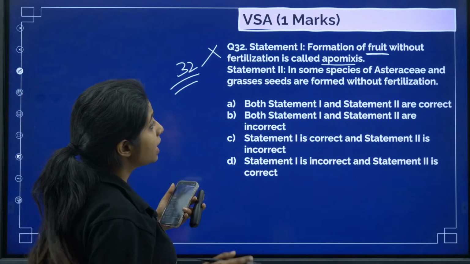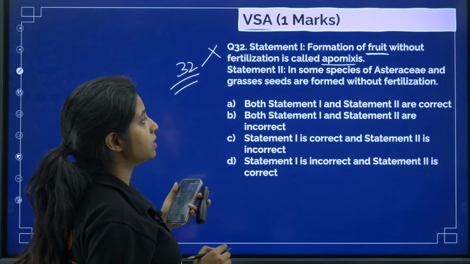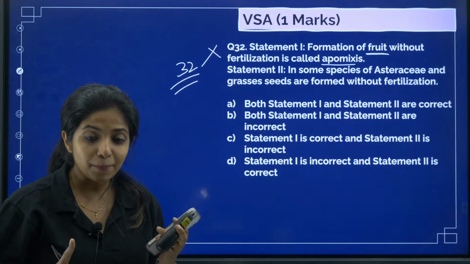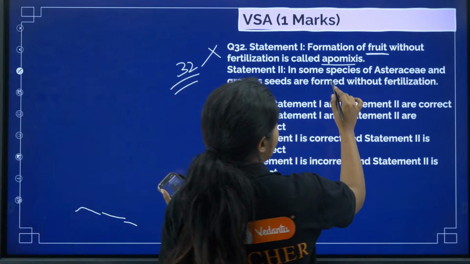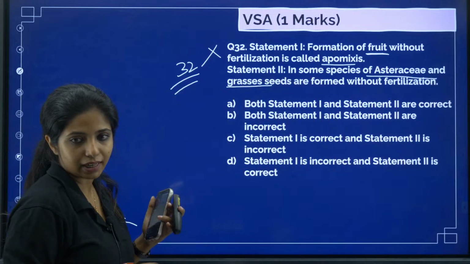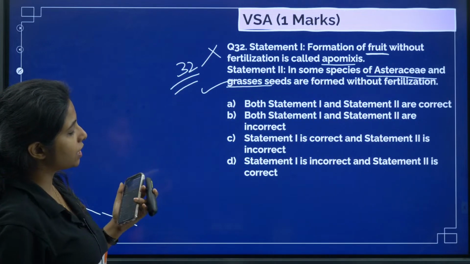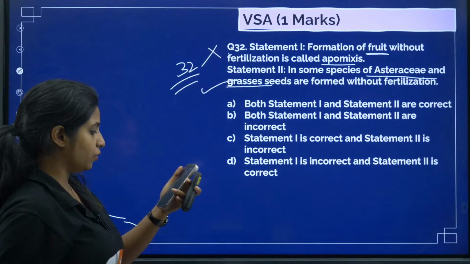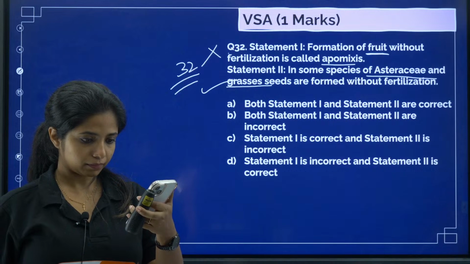Now, second statement. In some species of Asteraceae and grasses, seeds are formed without fertilization. I told you, examples of apomictic seeds are from grasses and also Asteraceae. So this is correct. But statement 1 that you see over here is not correct.